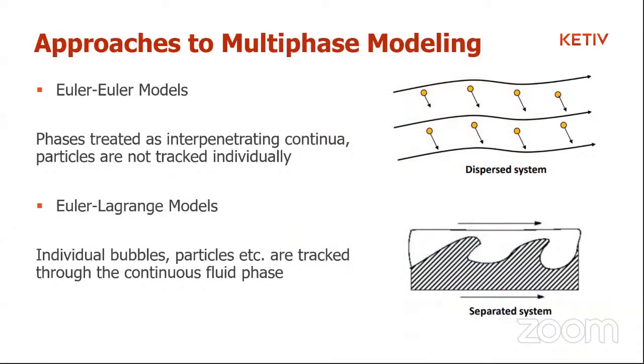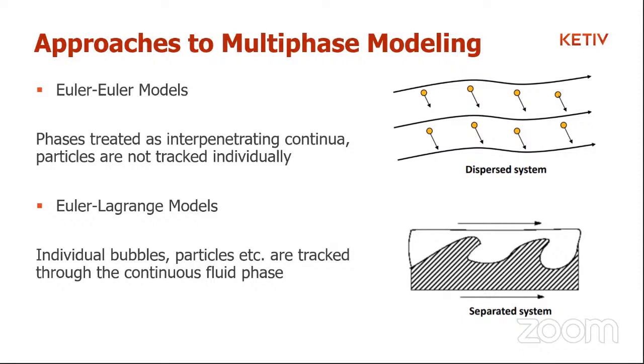So what are the two main approaches in Ansys Fluent to solving these multi-phase flows? The first approach is called an Euler-Euler model. In the Euler-Euler model, the phases are treated as interpenetrating continua. That means that the dispersed phase, or the dispersed particles, are not being tracked individually. So we basically solve a single set of equations to understand where you have concentration of the continuous phase and where you have concentration of the dispersed phase. But the particles are not individually tracked.